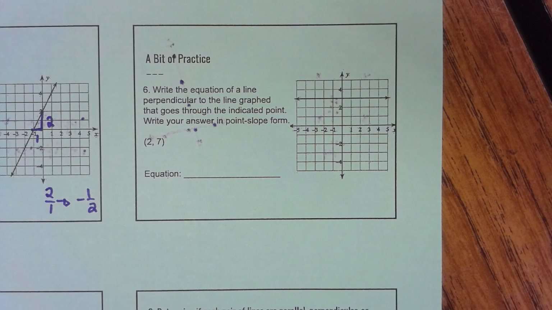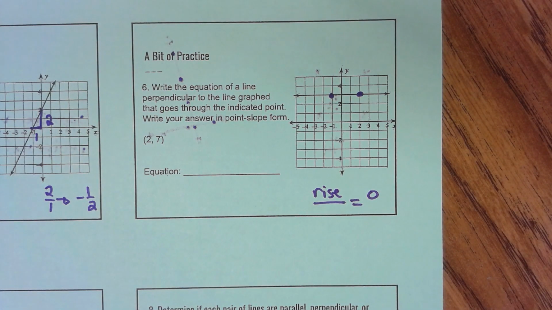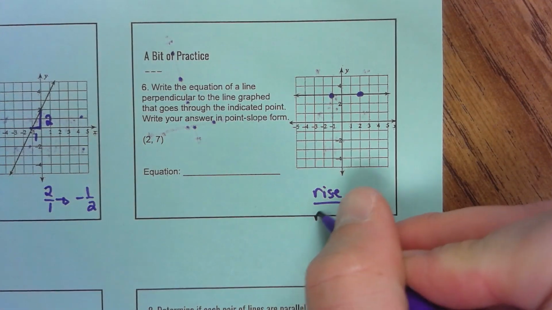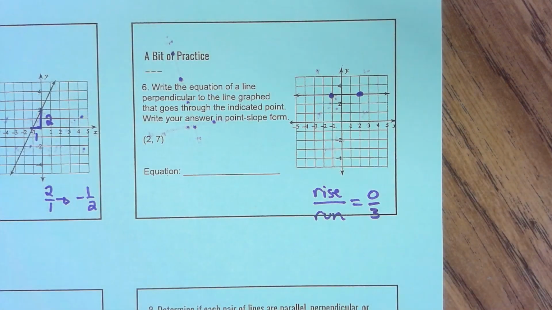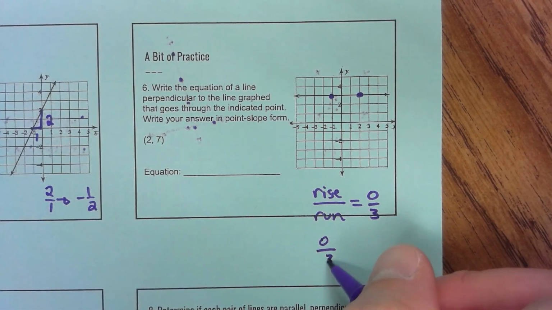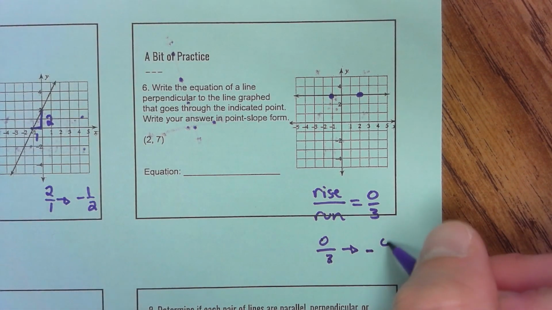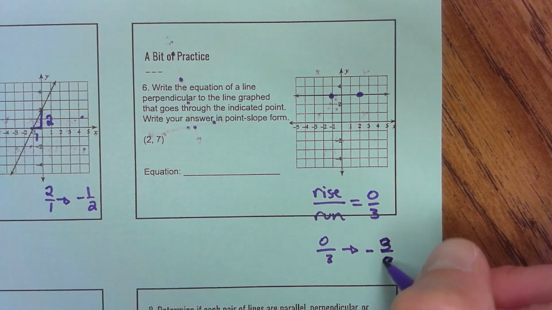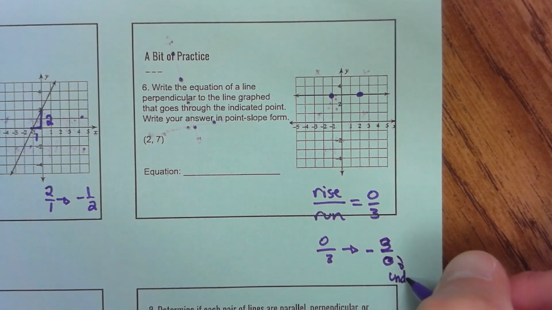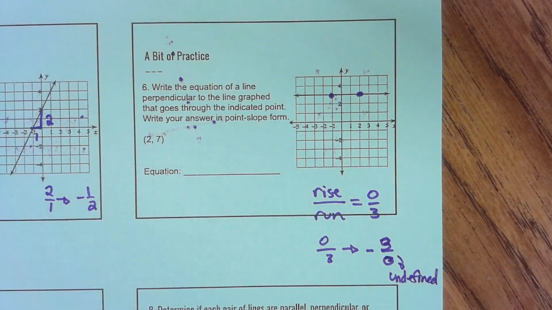Well, if my rise here is 0, right? I'm not going up or down at all. The run, based on these points, is 1, 2, 3. So that slope is 0. 0 divided by 3 is okay. When I flip that, when I go from 0 over 3 and take the opposite reciprocal, I get negative 3 over 0. Well, we cannot divide by 0. This is undefined. And so I'm like, okay, an undefined slope is one that is perfectly vertical.